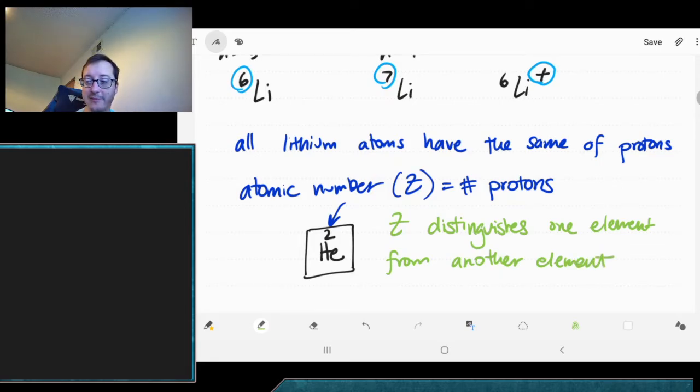So again, we've in the past defined element as everything having the same type of atom. Now we can say more specifically that an element is defined by the number of protons in its nucleus. And so that's what we'll see here.